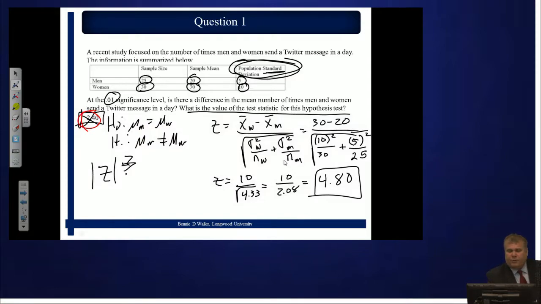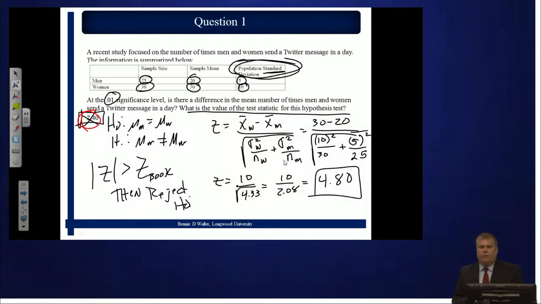But if the absolute value of z is greater than whatever the book z is, and that's the critical z, but I'm going to just write the book z that you look up, then you reject H0. So it doesn't matter which one goes first when you're comparing the means, as long as you're consistent. I chose women because it would give me a positive number to work with. Okay? So I hope that answers that.